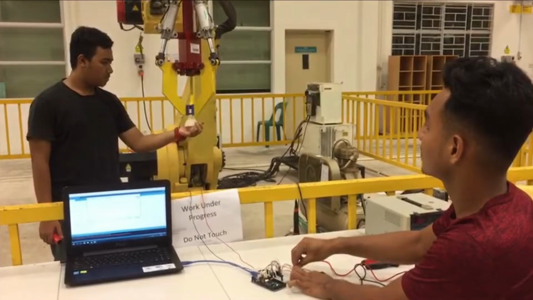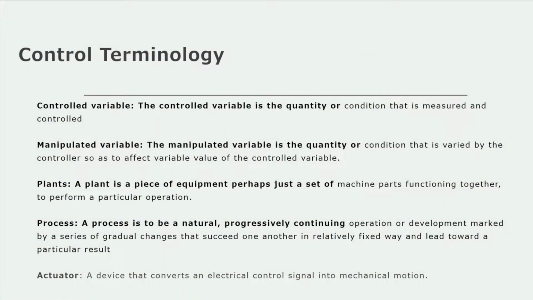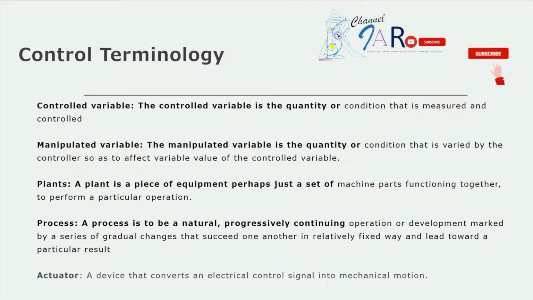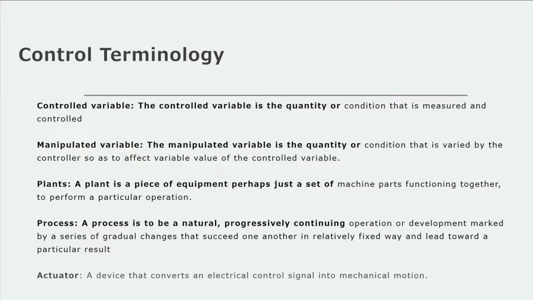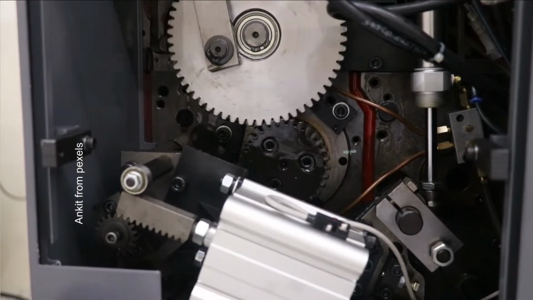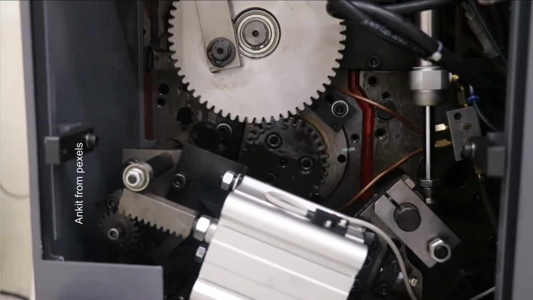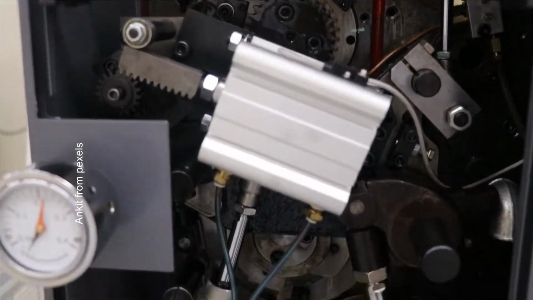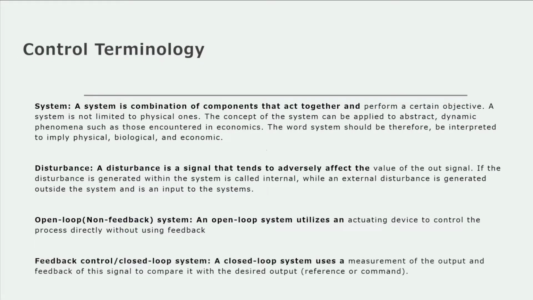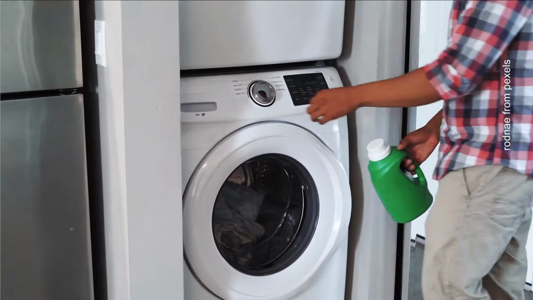So in control systems, we usually use control variables and manipulated variables. There are variables inside the controllers, the control structures. Then we have a plant in the control structures, and a process. We also have actuators; the process and actuators are actually part of the plant structures. And we have systems, so we can say fan system, refrigerator system, or washing machine system.